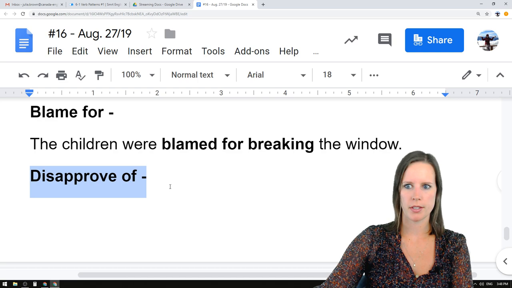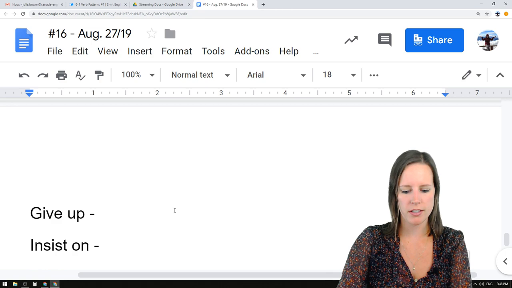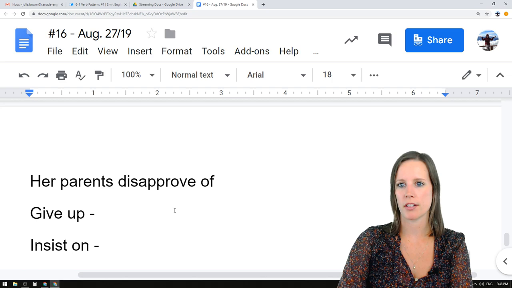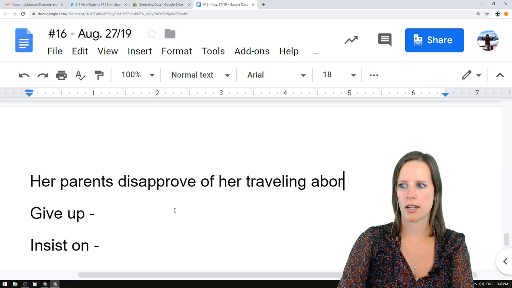Disapprove of is the opposite of approve of. Her parents disapprove of her traveling abroad for a year, for example. Same thing, you often have pronouns.